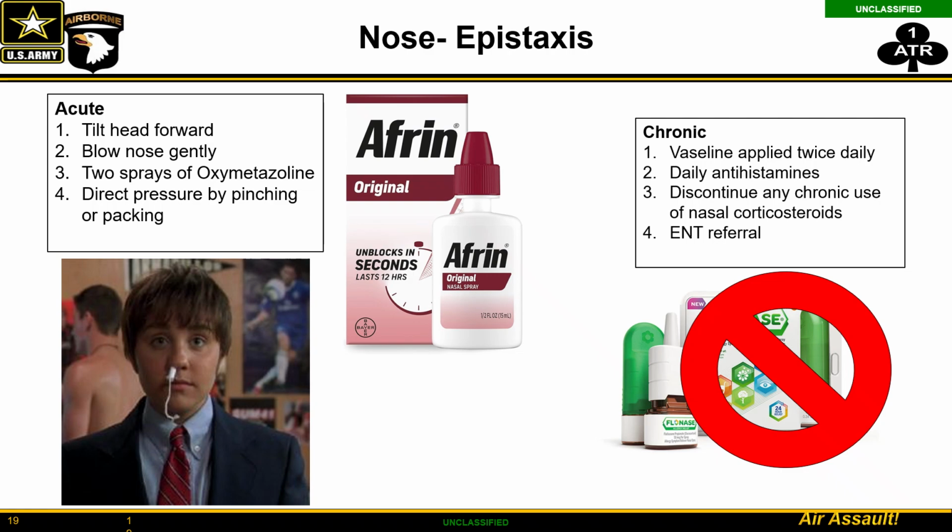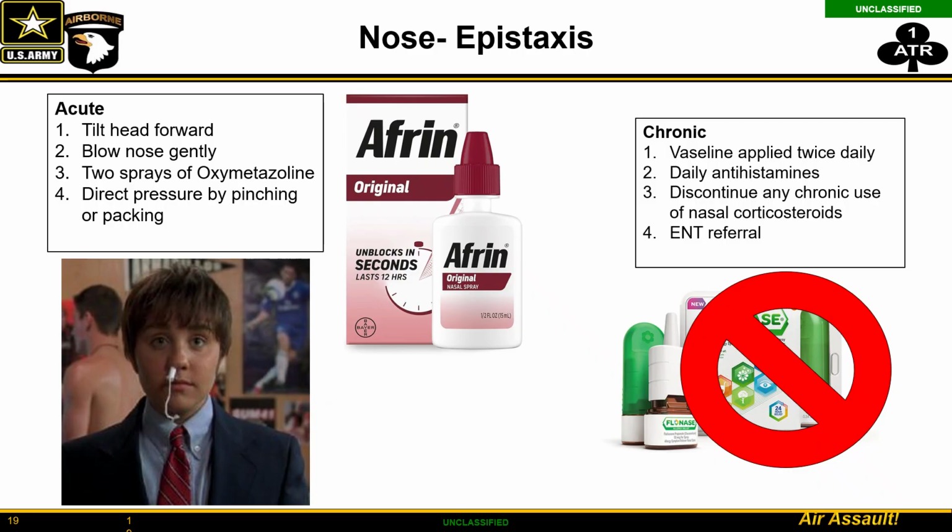Next, we'll touch on nosebleeds. You're going to treat acute nosebleeds very differently than you're going to treat a chronic issue. If someone has an acute nosebleed, you're going to tilt their head forward and have them blow their nose gently. Two sprays of Afrin can do the job. Really, having them just pinch it for a little while first is not a bad idea, but if it won't stop, then you can always use some Afrin.